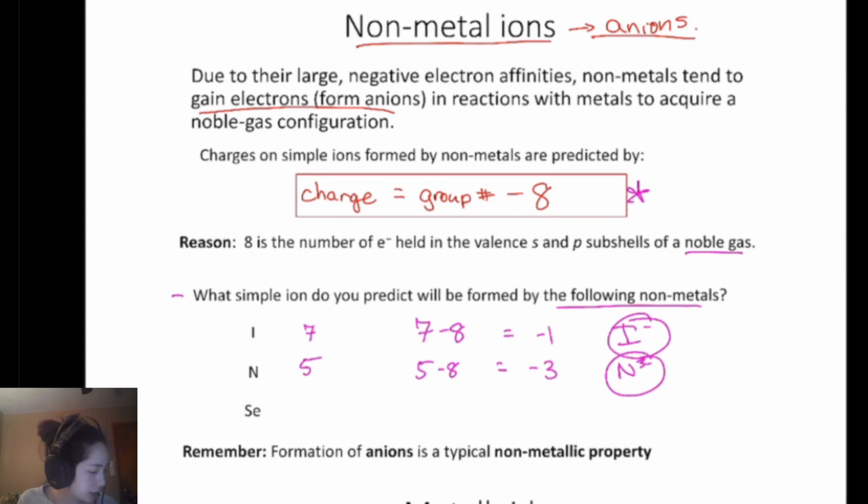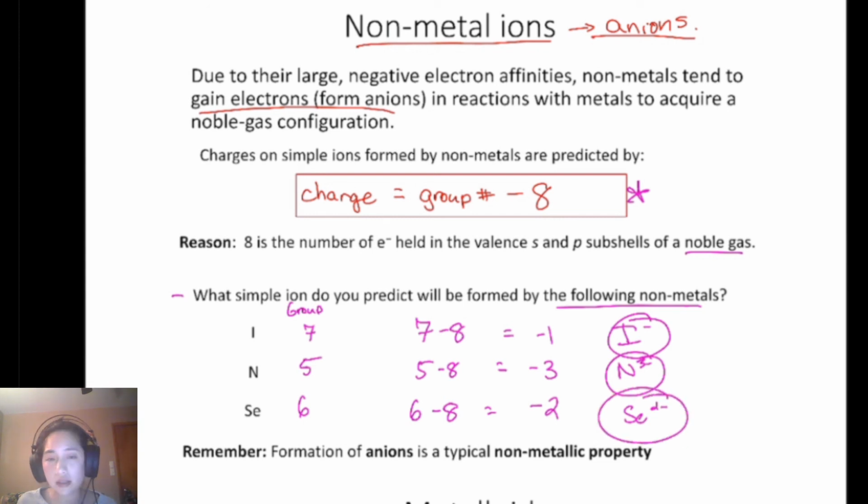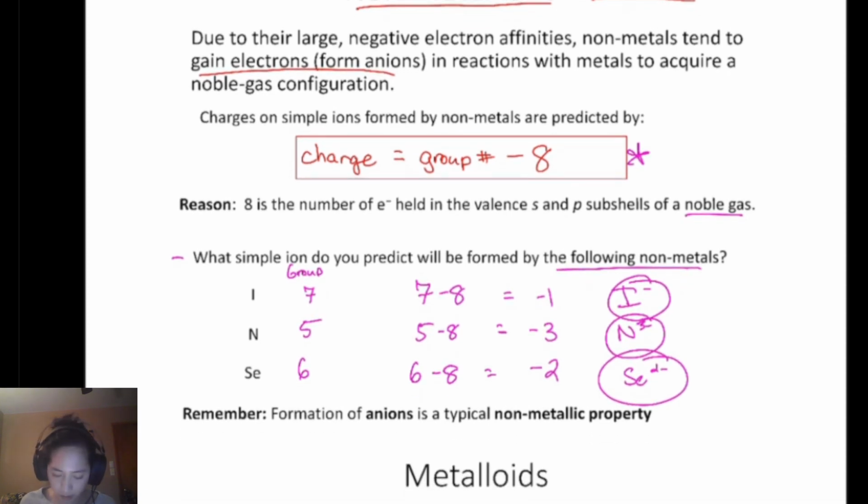And then selenium. Selenium is group 6. Group 6, so 6 minus 8 equals -2. So selenium is 2 minus. And so you see all of these examples produce anions because they are nonmetals. So formation of anions is typically a nonmetal property.